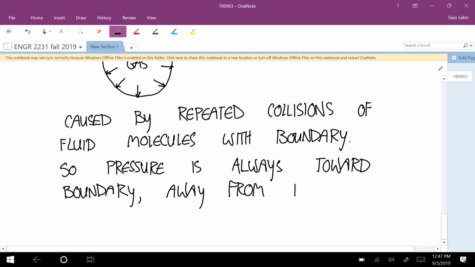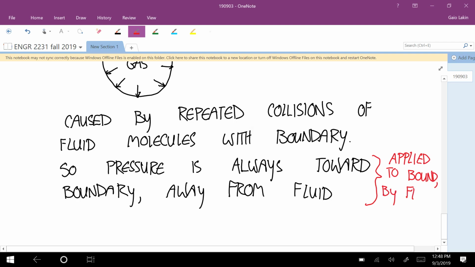So the pressure right here is the pressure applied to the boundary by the fluid. If you want to talk about the pressure that the boundary applies to the fluid, then Newton's third law says it switches directions. Okay.